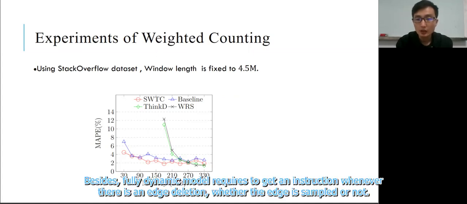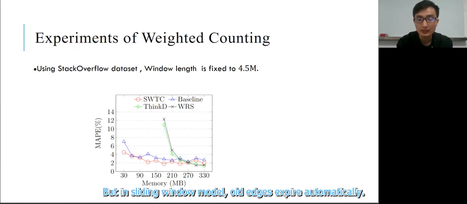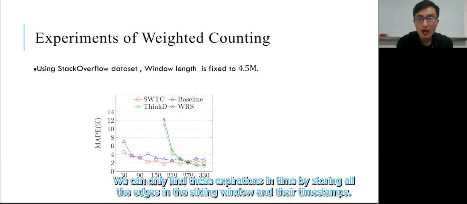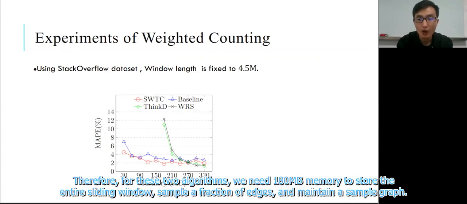Besides, fully dynamic model requires to get an instruction whenever there is an edge deletion, whether the edge is sampled or not. But in sliding window model, all edges expire automatically. We can only find these expirations in time by storing all these edges in the sliding window and their timestamps. Therefore, for these two algorithms, we need 118 million memory to store the entire sliding window, sample a fraction of edges, and maintain a sample graph.